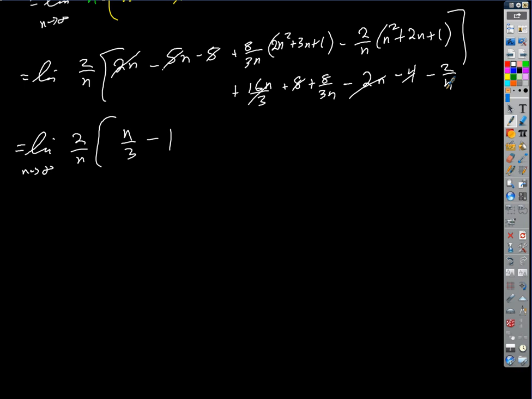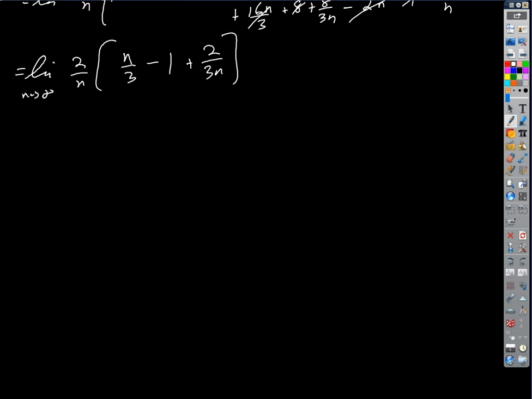Two-thirds, 2 over 3n, that's what I got, is that right? Yeah, that's fine, because if I multiply by 3 over 3, I get 6 over 3n. 8 over 3n minus 6 over 3n is 2 over 3n. We're getting there. Last step: distribute the 2n.